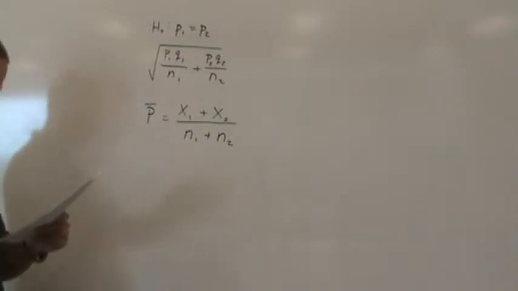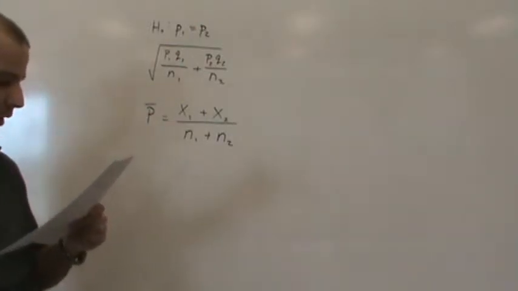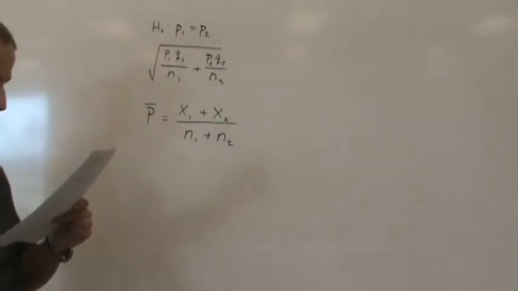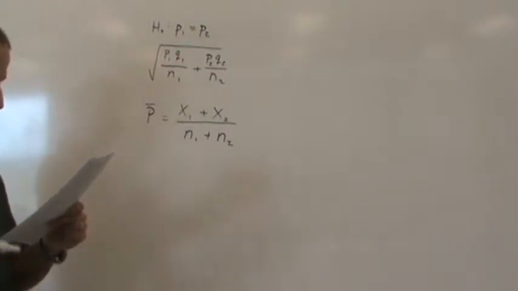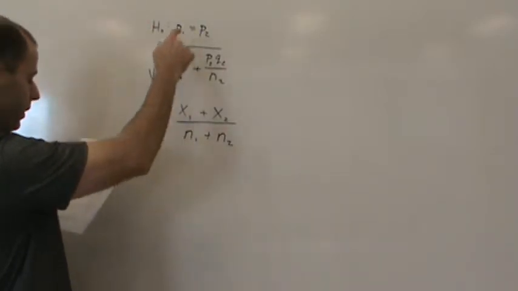So here's what it says here, just so you guys read. It says, generally, the null hypothesis will state that the two population proportions are the same. That is, that P1 is equal to P2. That's what I noted up here.